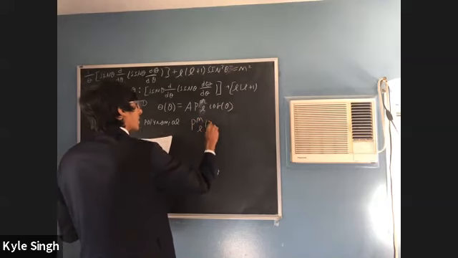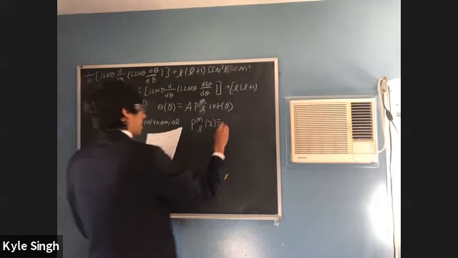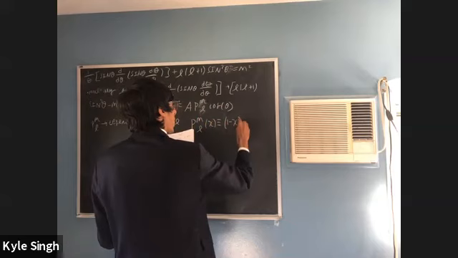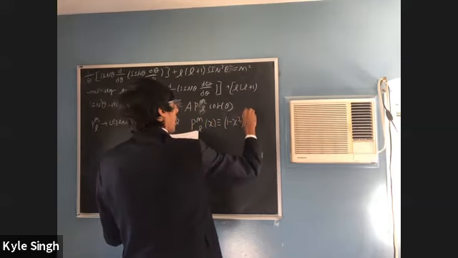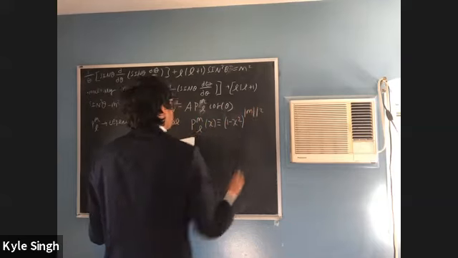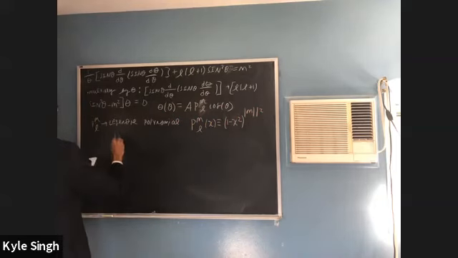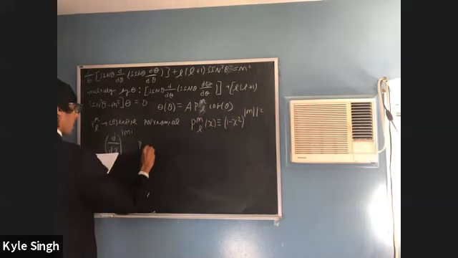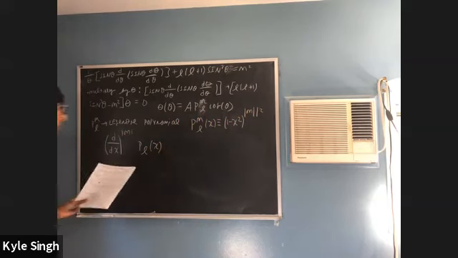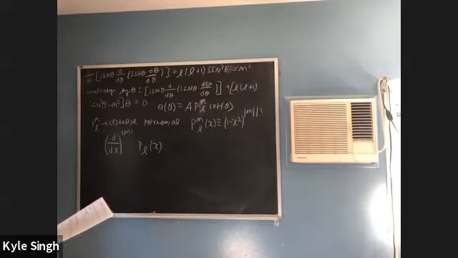P_l^m of x is equal to 1 minus x squared to the m over 2, d dx to the m, P_l of x. Okay, so let's see how this works.